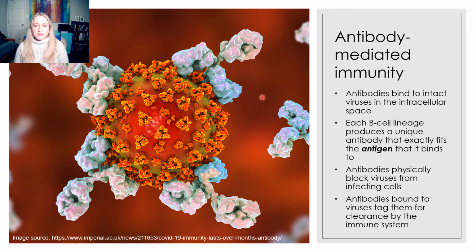So each B cell lineage produces a unique antibody that exactly fits the antigen that it binds to. And antibodies, like I said, physically block viruses from infecting cells, and when they do this, they're called neutralizing antibodies. Antibodies that are bound to viruses also tag them for clearance by the immune system.